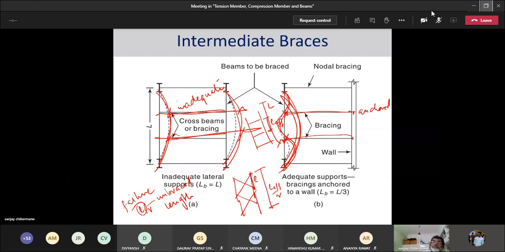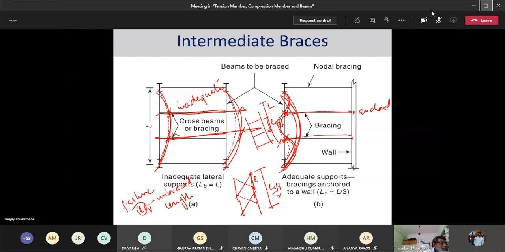Yeah, once again, you have two beams, this is one beam and this is one beam, and you have got these as your braces. Now, when this beam deflects in this way and this beam deflects in this way, this bracing can just translate as a rigid body motion.